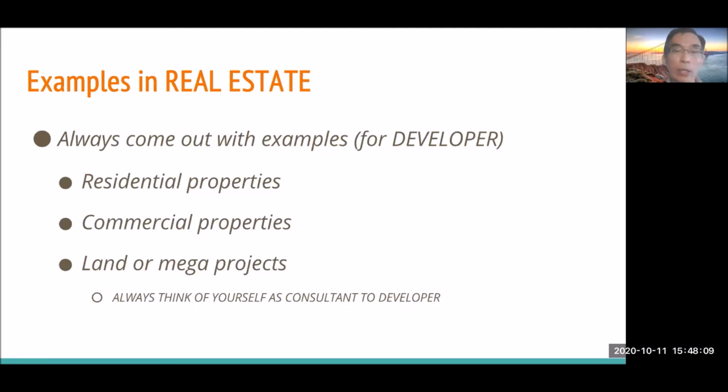So you cannot think as if you are a negotiator in an agency, because if you are negotiating in an agency, it's very simple. You just get a listing, you put up an advertisement, and then you see the customer or the prospect and go sell. And that is not marketing, that is selling only.